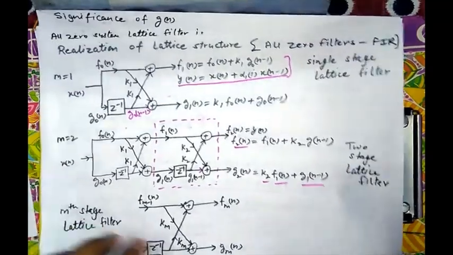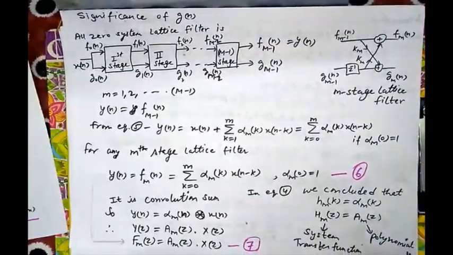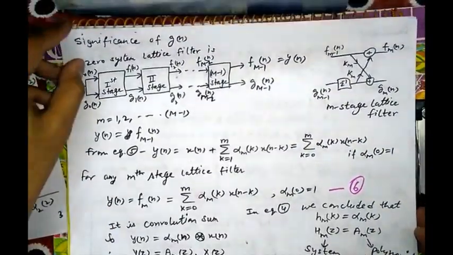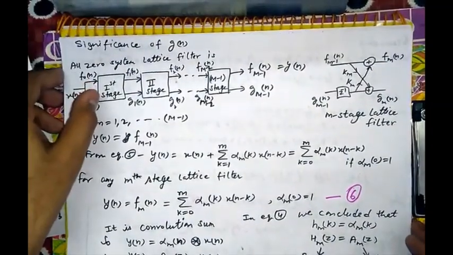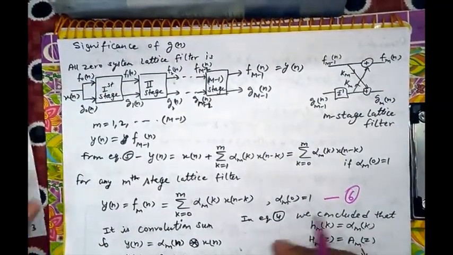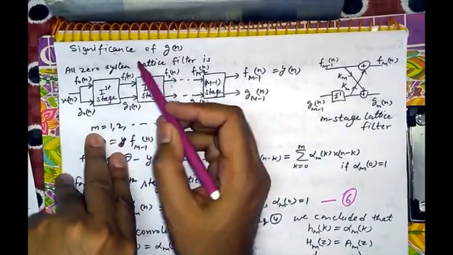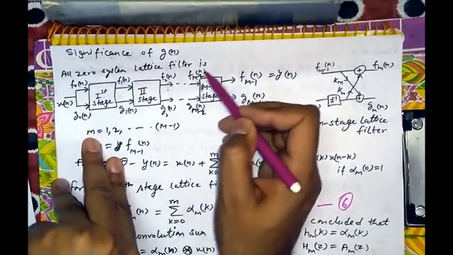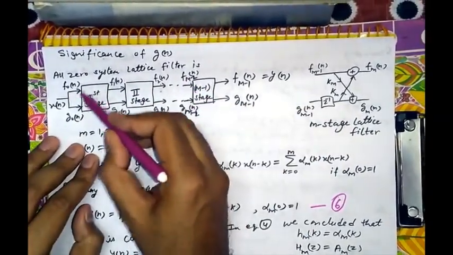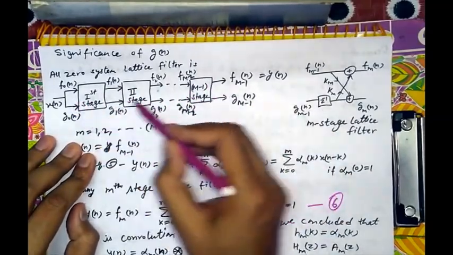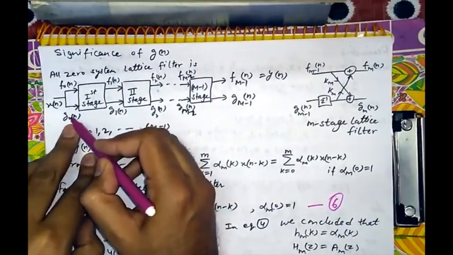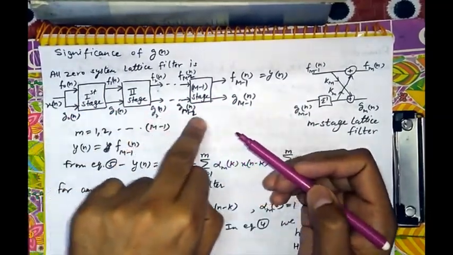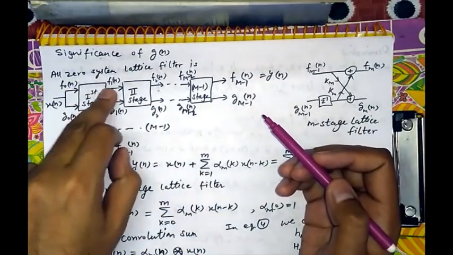So in a general form, we have multiple stages of filter depending upon the order of the filter, because M is the order. Okay. So for an all-zero system lattice filter, the general form of filter is first stage, second stage, third stage and so on. Okay, this is G0n, G1n, G2n and G m minus 1, F0n, F1n, G2.